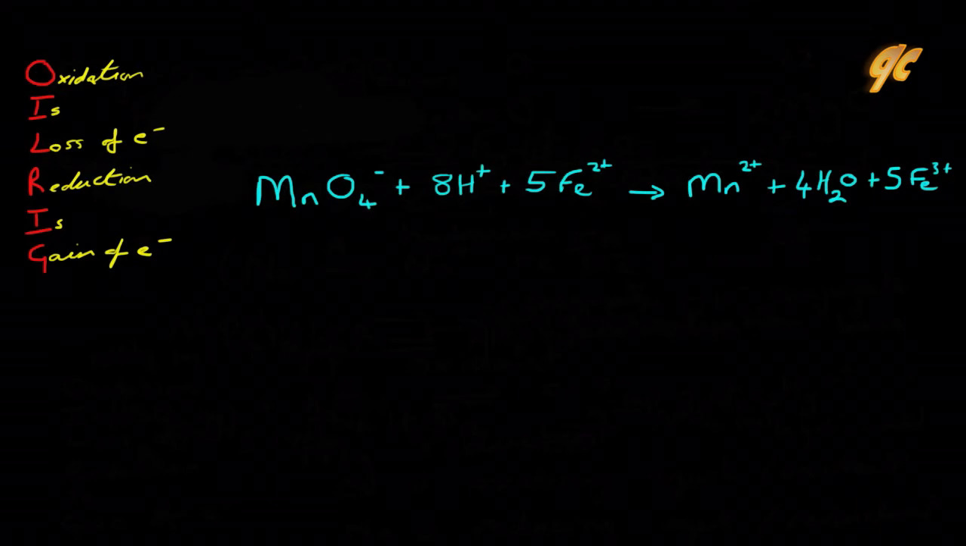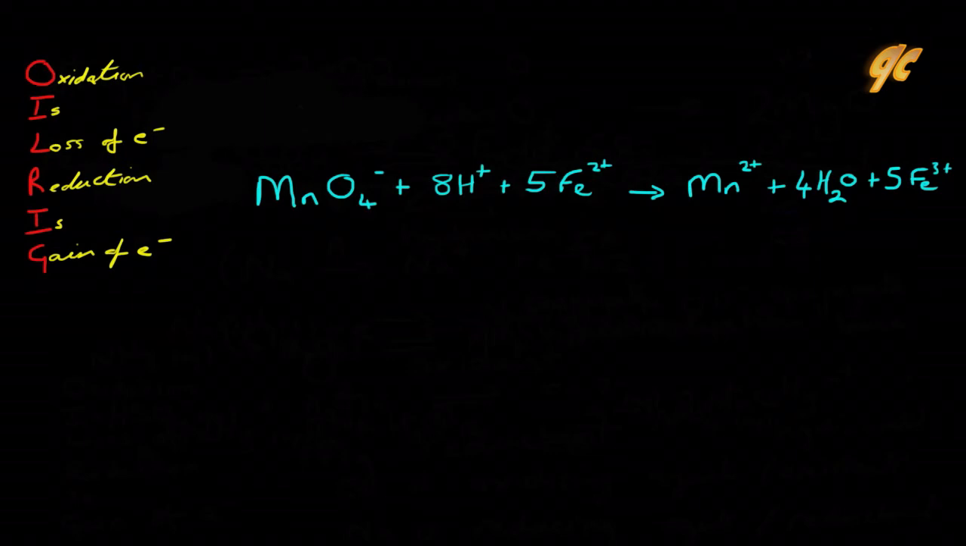In more complex reactions, such as the reaction between the permanganate ion and iron(II) in acidic conditions, we have to work out the oxidation state of all the species so that we can discover which species is oxidized and which species is reduced. So we assign oxidation numbers to the species.